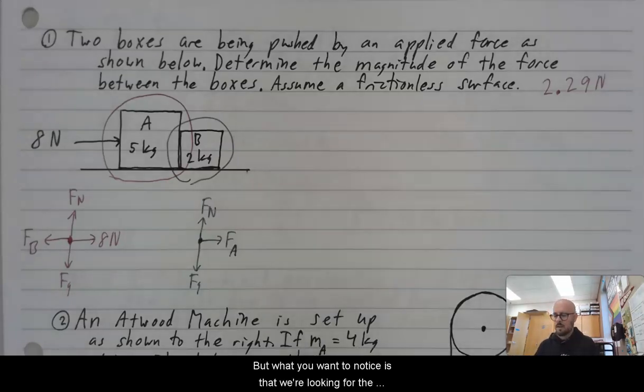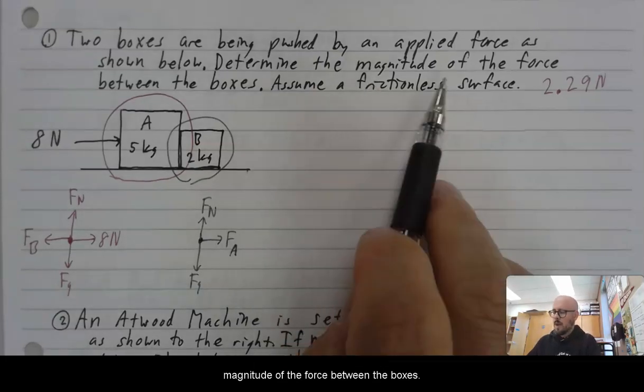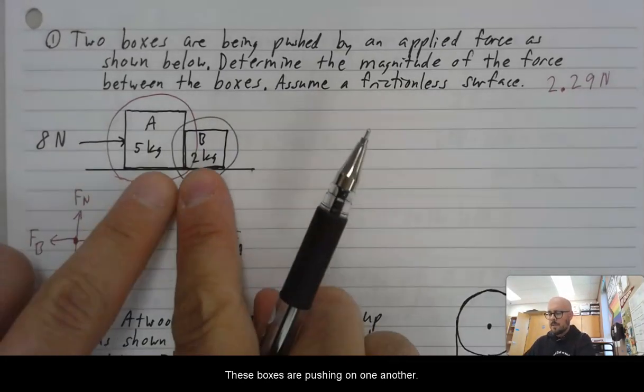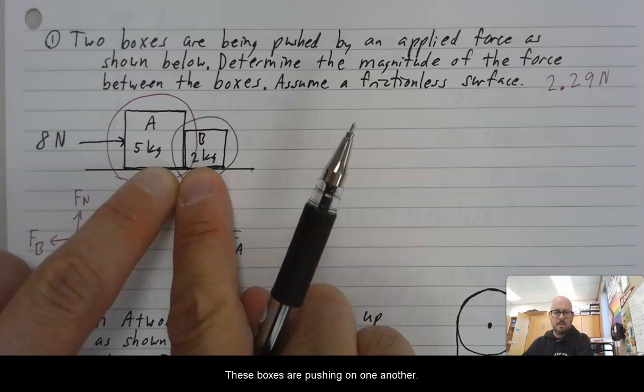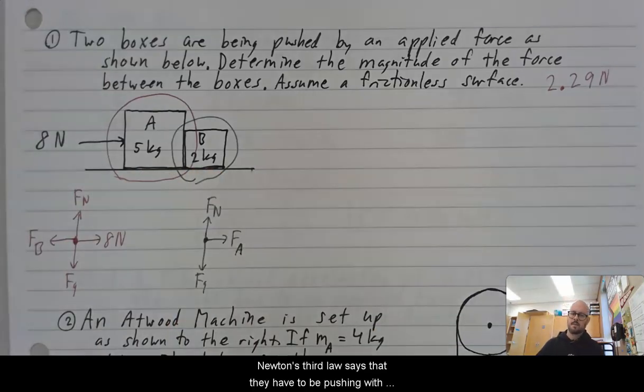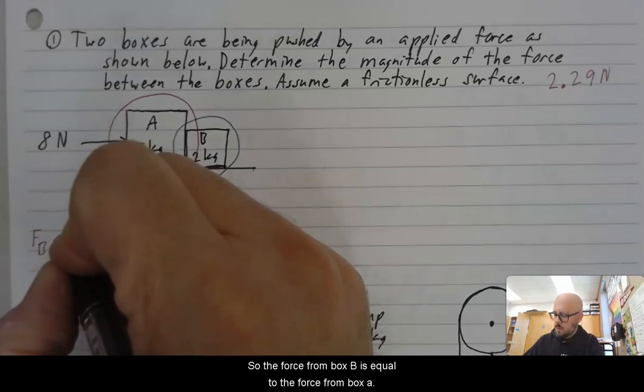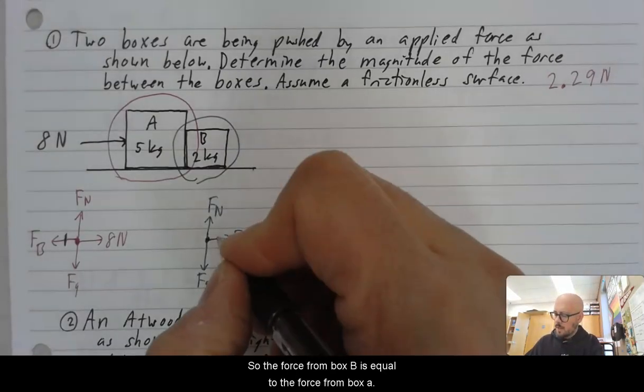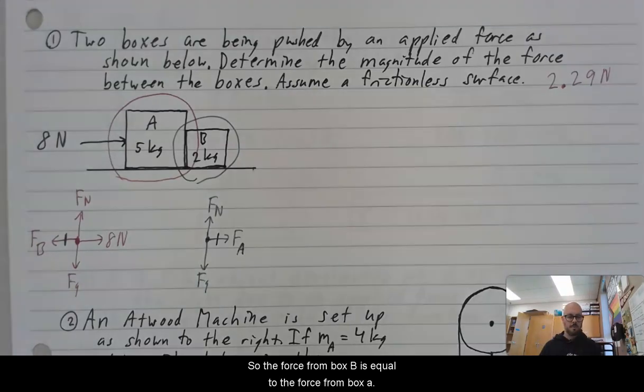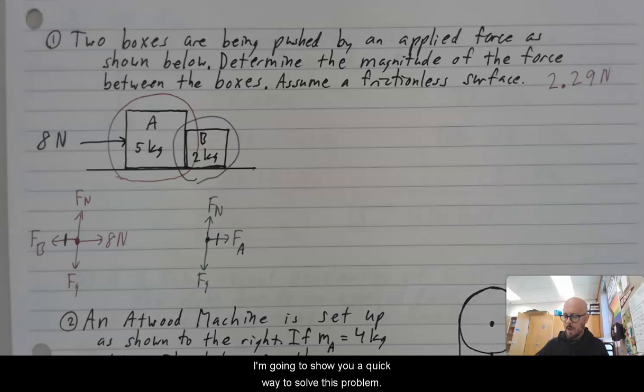But what you want to notice is that we're looking for the magnitude of the force between the boxes. These boxes are pushing on one another. Newton's third law says that they have to be pushing with equal and opposite forces. So the force from box B is equal to the force from box A. And that's actually what we're looking to find. I'm going to show you a quick way to solve this problem in class, and here I'm going to show you the more proper, slow way to do it.